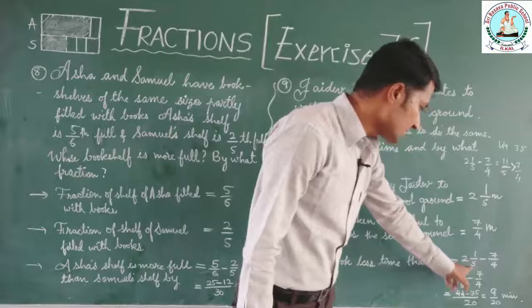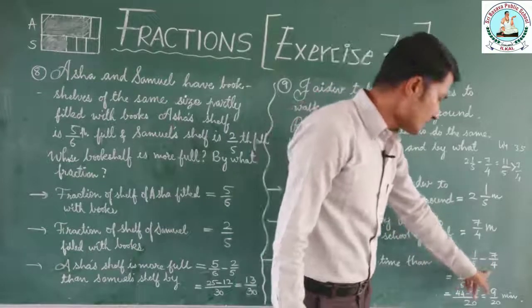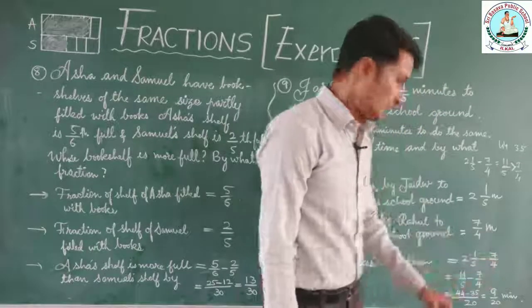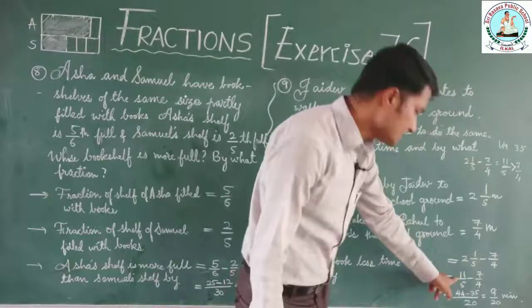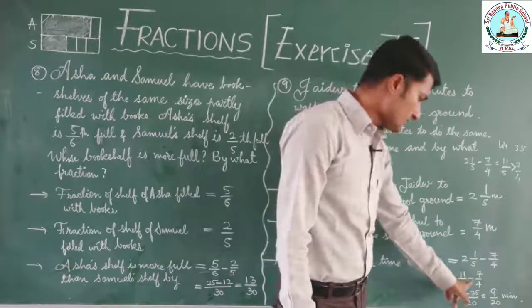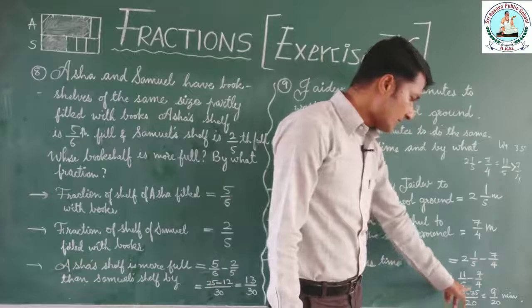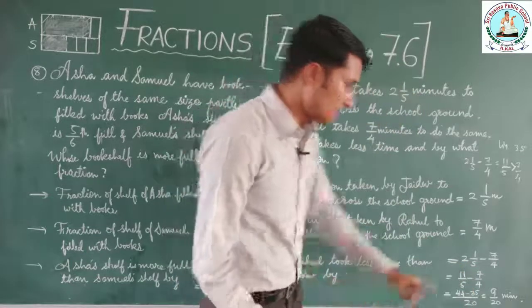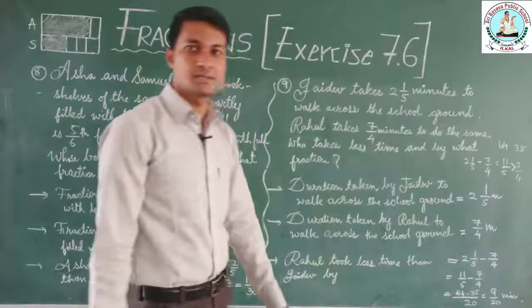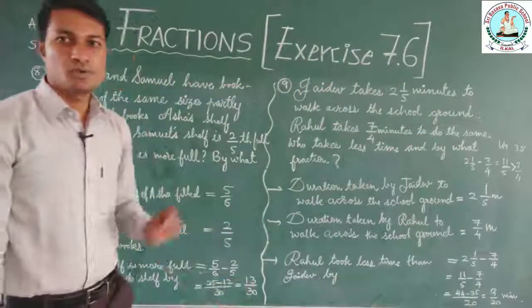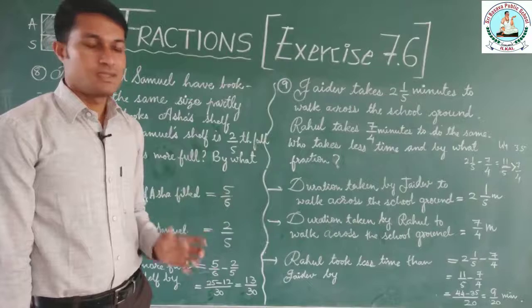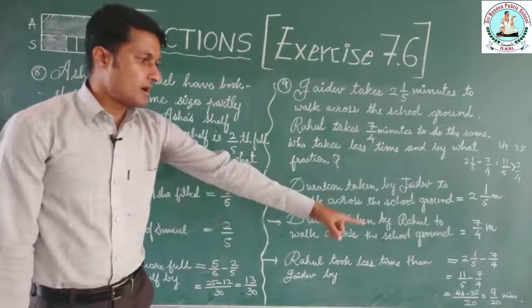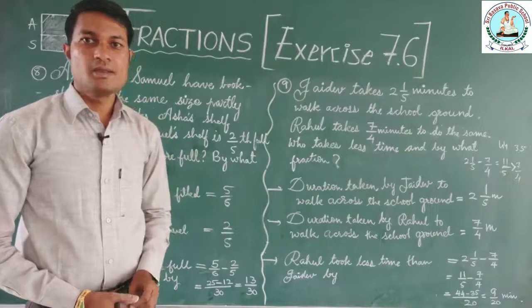So 2 1/5 is the duration taken by Jaydev, and 7 by 4 is the duration taken by Rahul. If you simplify 2 1/5, it looks like 11 by 5 minus 7 by 4. When you take the difference, it is just like subtracting unlike fractions, and you will get the answer as 9 by 20 minutes. So which means Rahul took less time than Jaydev by 9 by 20 minutes.